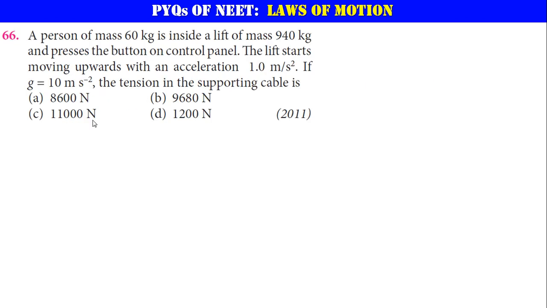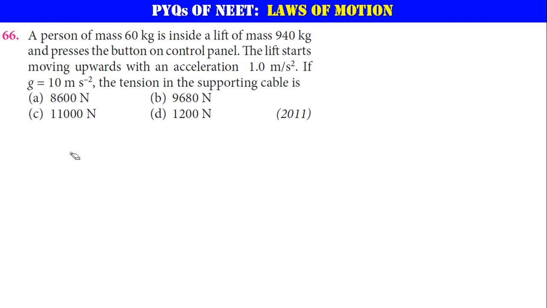Alright. Next. A person of mass 60 kg is inside a lift of mass 940 kg and presses the button on the control panel so that the lift starts moving upwards with an acceleration of 1 meter per second square. If acceleration due to gravity is 10 meter per second square, then the tension in the supporting cable is... Here he has given the g value, so you can directly take it, but in some cases you have to be very careful. If it doesn't mention, sometimes there will be an option for 9.8 and there will be an option for g value 10 also.